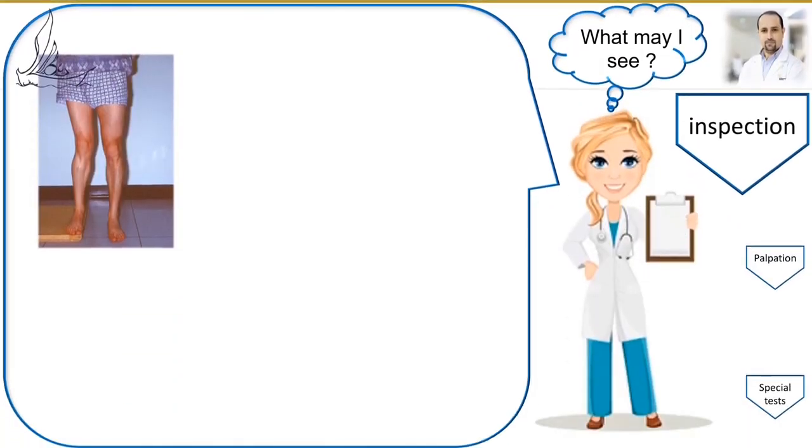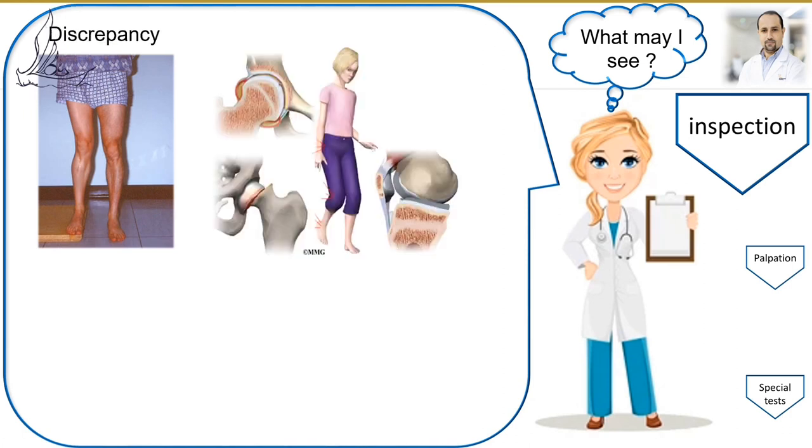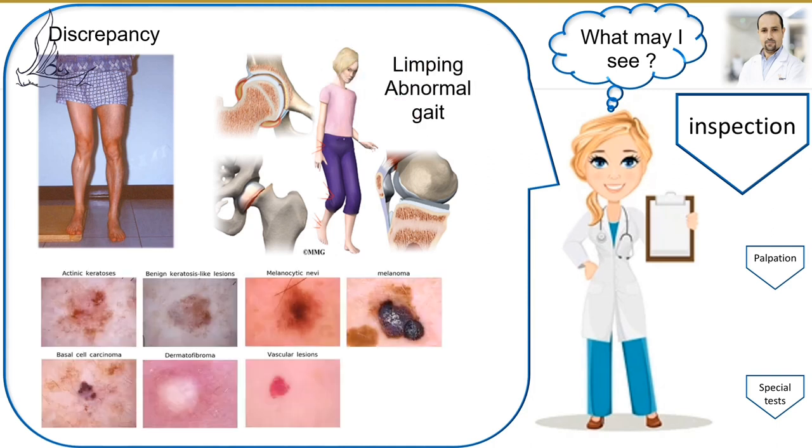Regarding the upper and lower limbs, we can note a discrepancy or asymmetry in length. And also we can note abnormal gait or limping. And we can also note some skin lesions like sclerosis, psoriasis, and vascular abnormalities that may refer to the presence of systemic disease like systemic lupus erythematosus (SLE) or rheumatoid arthritis that may need some special concerns in treatment.